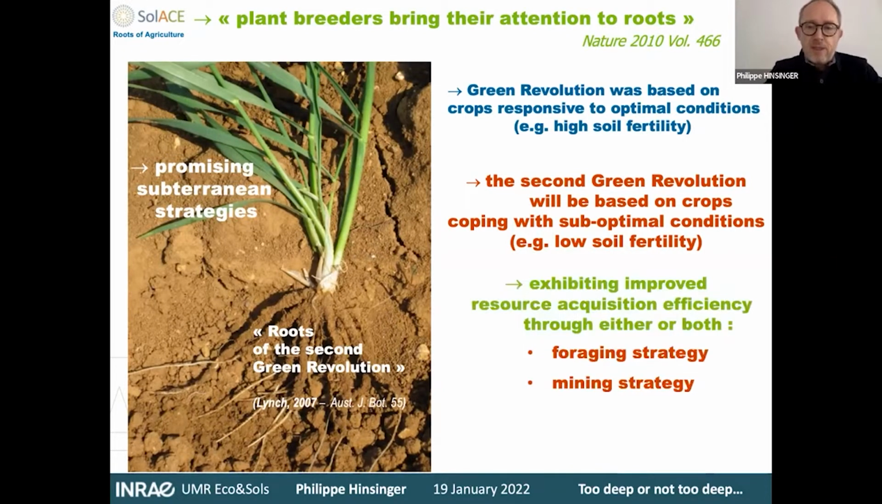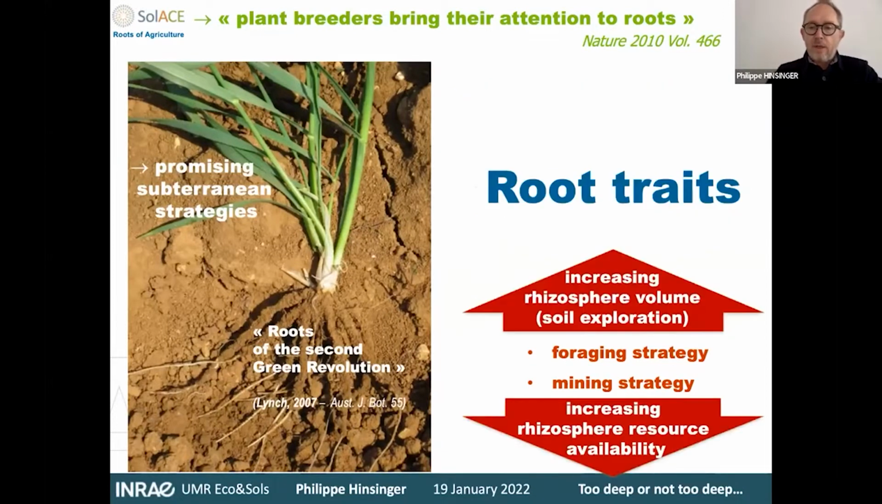And this means, well, he's a root specialist. This means that we should look for crops that are exhibiting improved resource acquisition efficiency through either or both foraging strategy or mining strategy of roots. I mean, most of my talk is going to be about foraging strategy, and just one slide for the mining strategy. What does it mean?